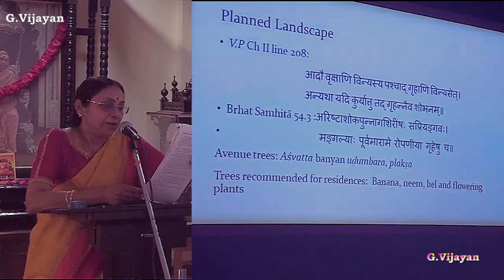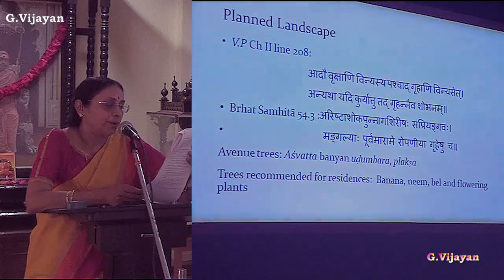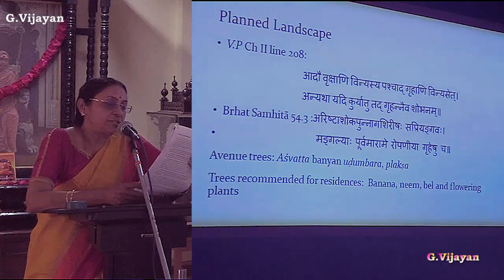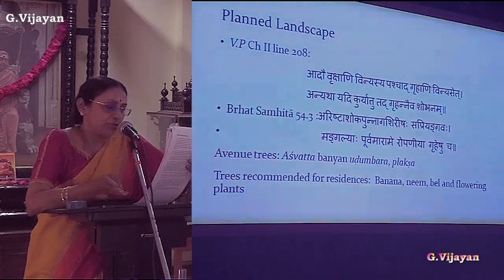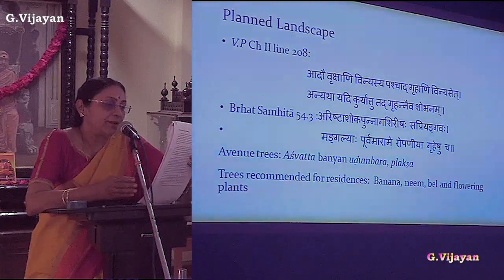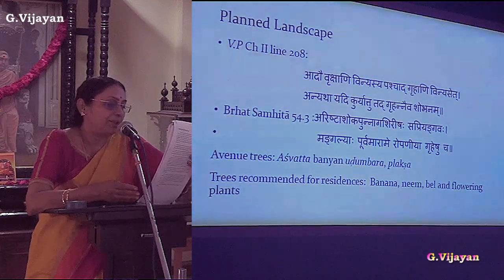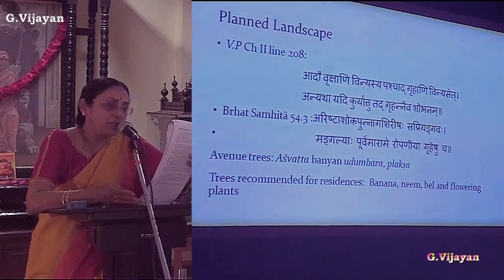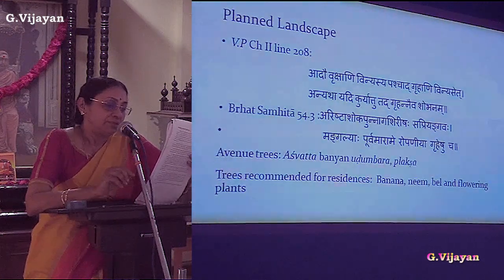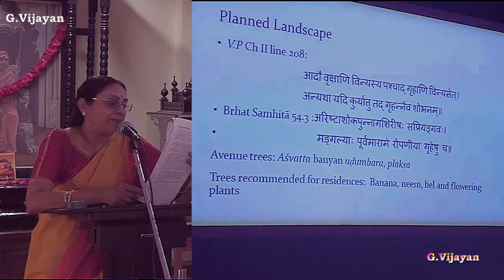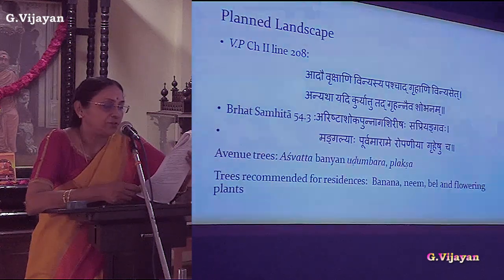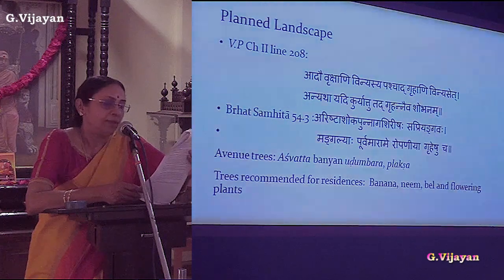The trees recommended were Ashwatha, Banyan, Udumbra, Plaksha for parks and broader streets, so that huge trees could provide shade to the tired wayfarer. Smaller trees like banana, neem, bale and flowering plants were recommended for planting within houses and upavanas or parks. The texts warn that arbitrary planting of trees will be detrimental to the foundation of buildings and will interfere with lighting and ventilation in the neighborhood.